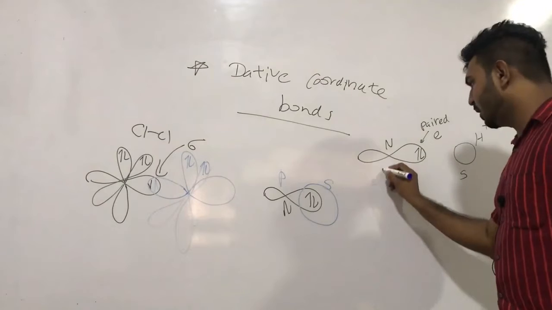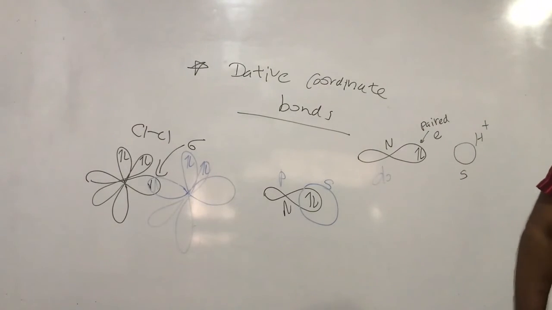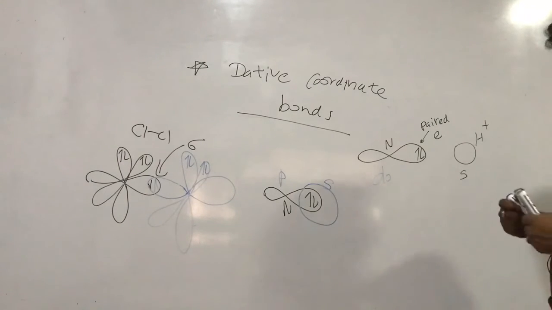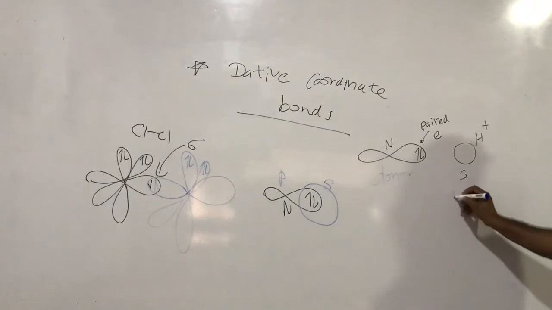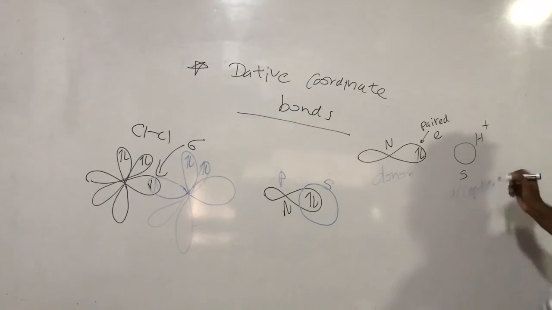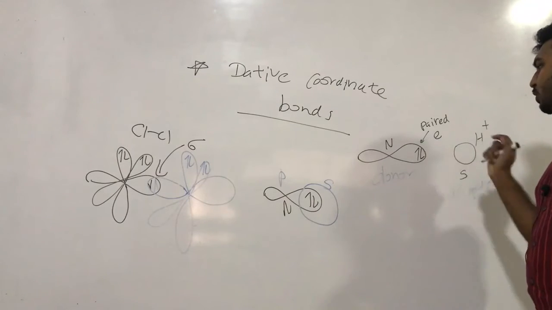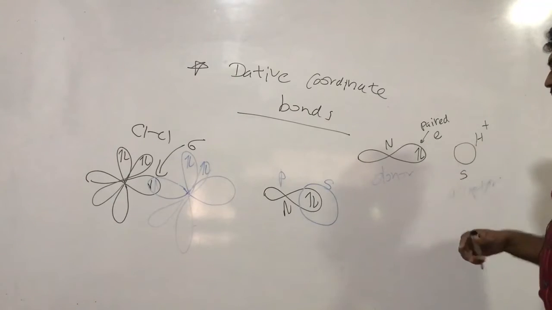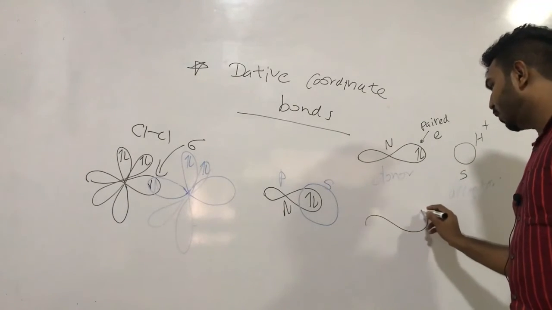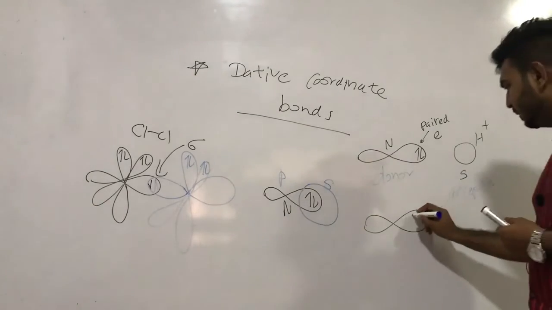So here is the donor, and this is the acceptor. This atom will donate these 2 electrons. This orbital will donate these 2 electrons to this one, so a new overlapping occurs like this.